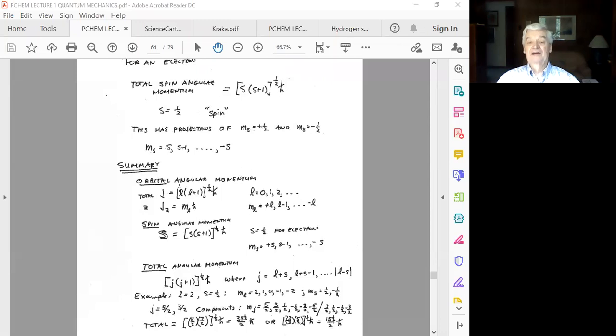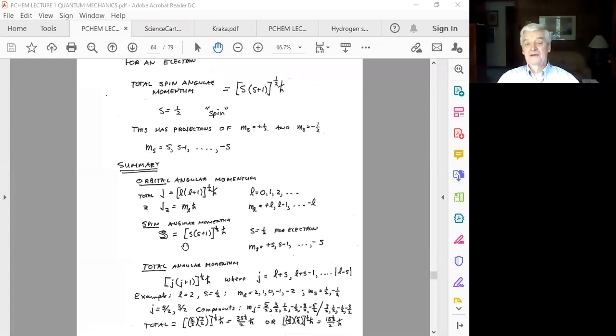First of all, we're going to have orbital angular momentum. This is the electron going around a nucleus. The total is given by J, as we saw last time, and in terms of the angular momentum quantum number L. We also have the quantum number m sub L, which can go from plus L down to minus L. And when we multiply m sub L times h bar, this gives us the angular momentum about one unique direction, which we call the z direction.